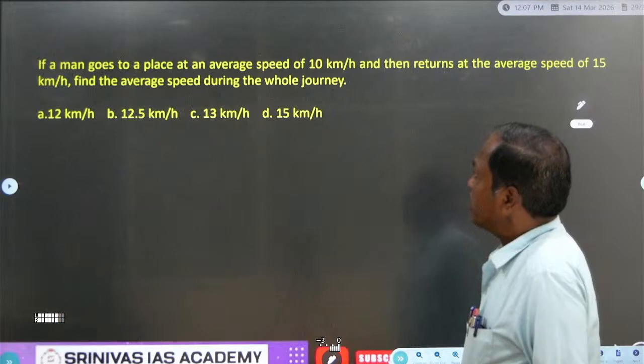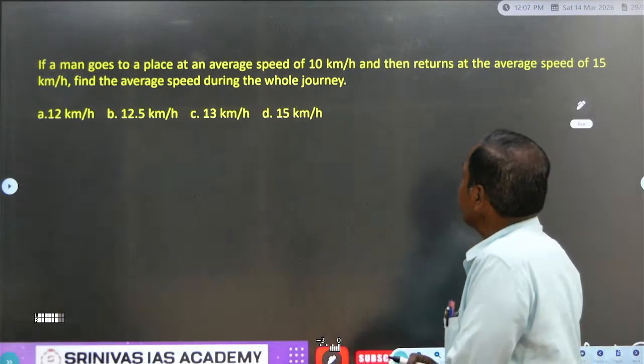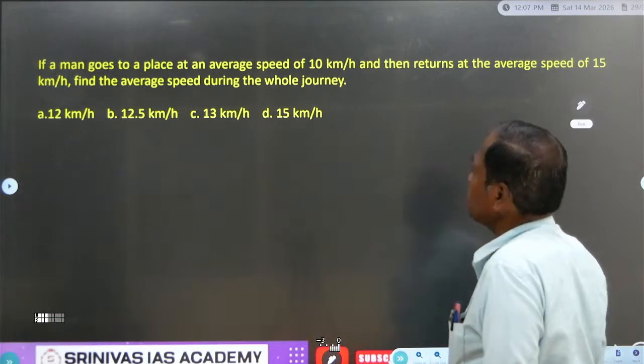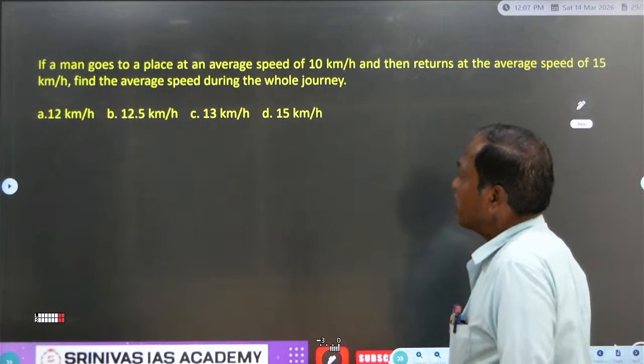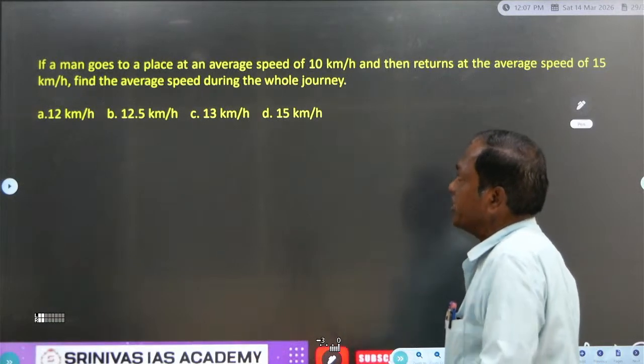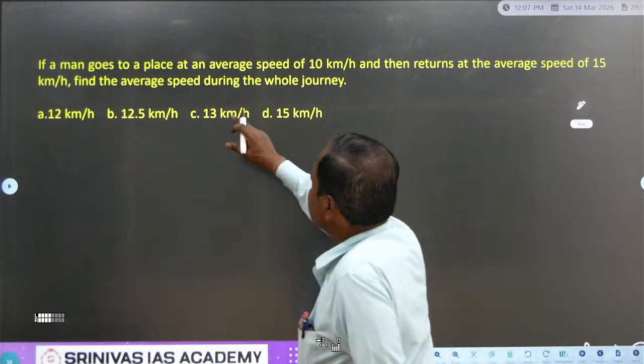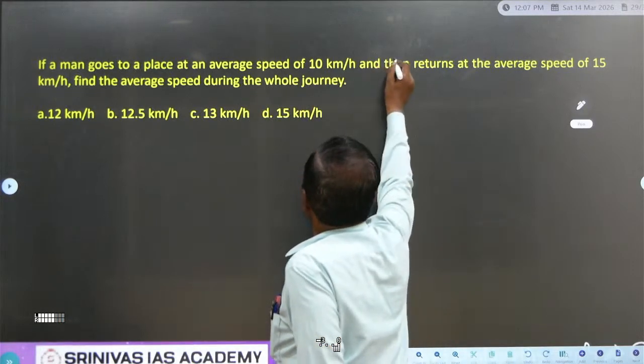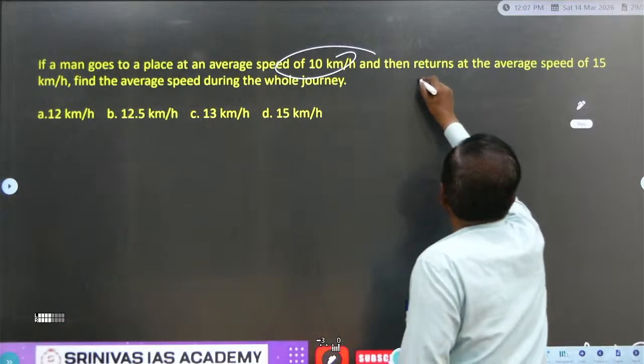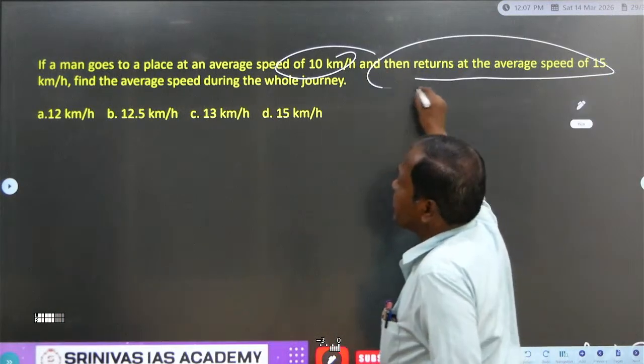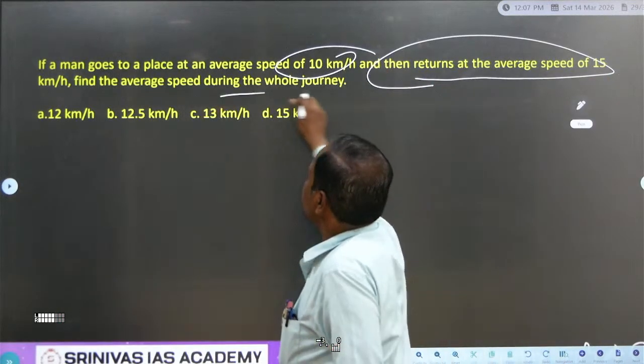A man goes to a place at an average speed of 10 kilometers per hour and then returns at the average speed of 15 kilometers per hour. Find the average speed during the whole journey. Okay.